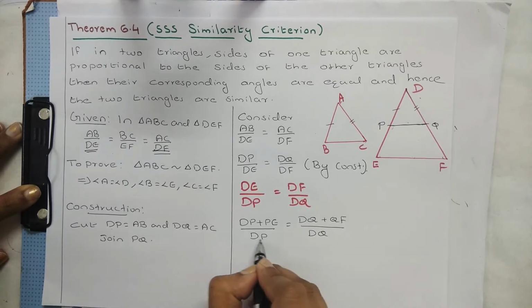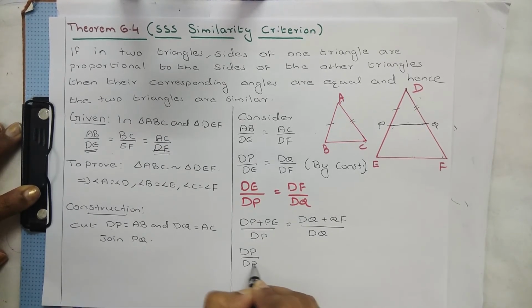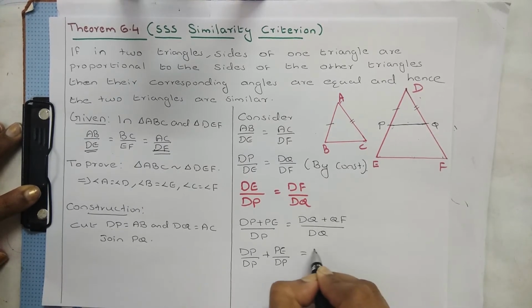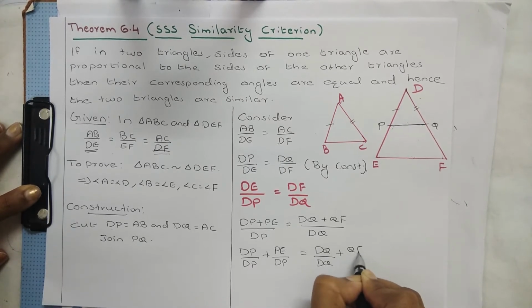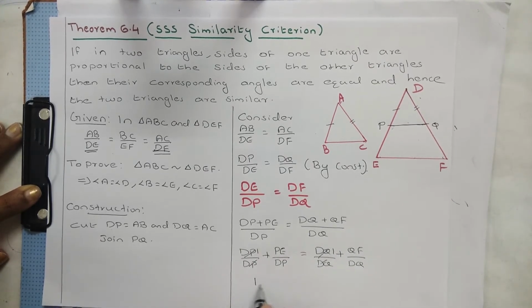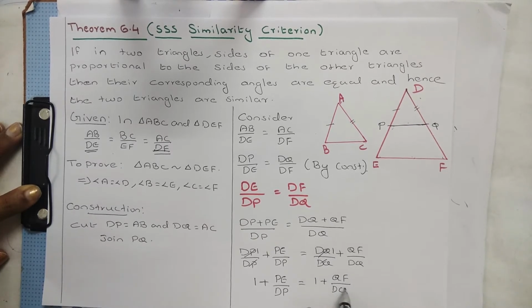Now separate the denominators, that is DP by DP plus PE by DP is equal to DQ by DQ plus QF by DQ. Now this cancels, you will get 1 here. Here also 1. That means 1 plus PE divided by DP is equal to 1 plus QF divided by DQ.